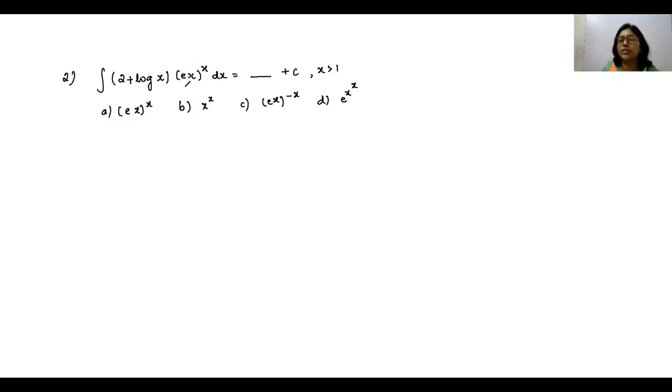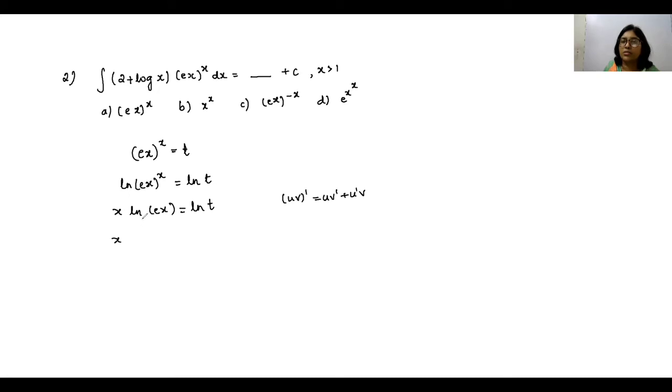So here we have an integration question, and this is a composite function. So we will take it as t. And because it is a function raised to a function, let's apply log on both sides. Differentiate both sides using the uv dash rule. So x times the derivative of log ex, plus the derivative of x times log ex, equals the derivative of log t.